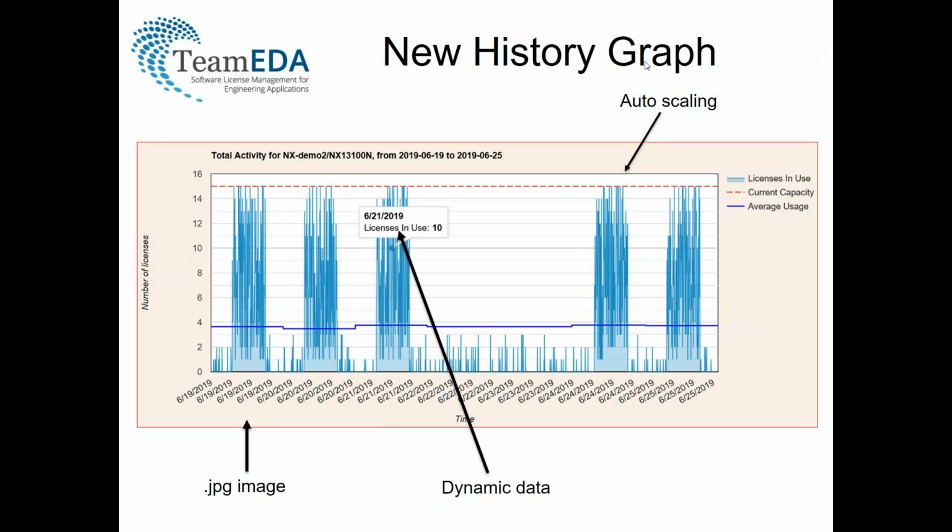The other thing that the new history graph offers is auto scaling. As an example, let's say you have 10,000 licenses, which can happen, but your usage is down around 10 or 20. You're just going to see a flat line down here. You don't really see any detail. So with this new auto scaling, it'll scale it so that you can see the actual usage, even if it's really low, when you have a very high capacity.